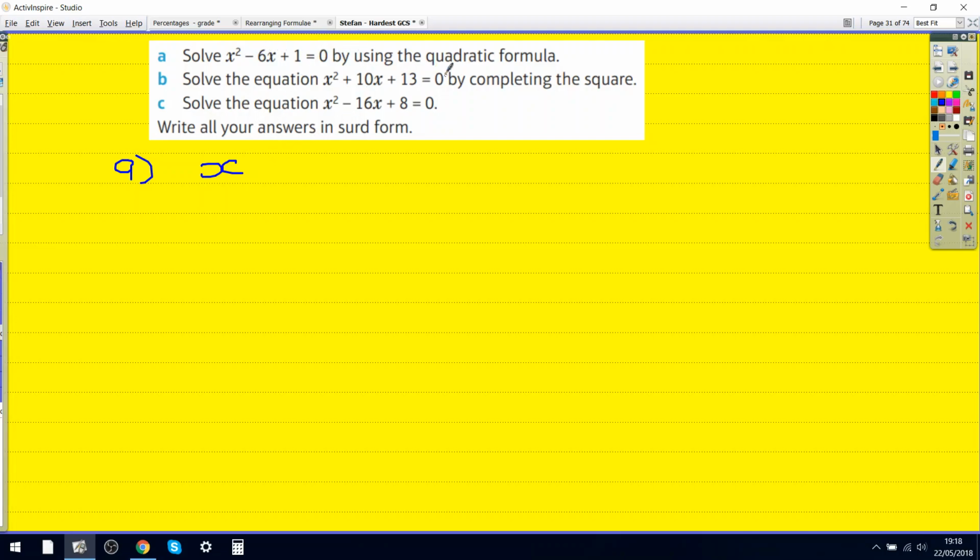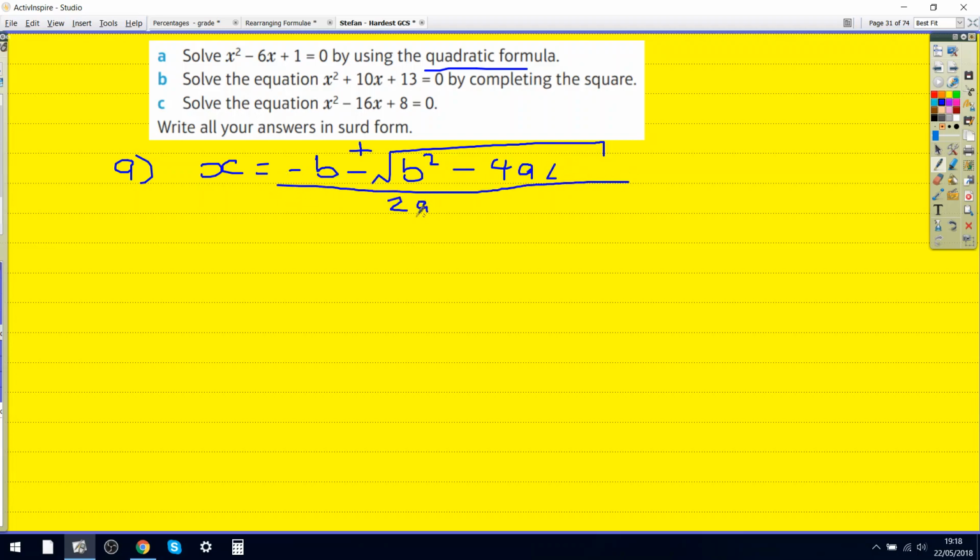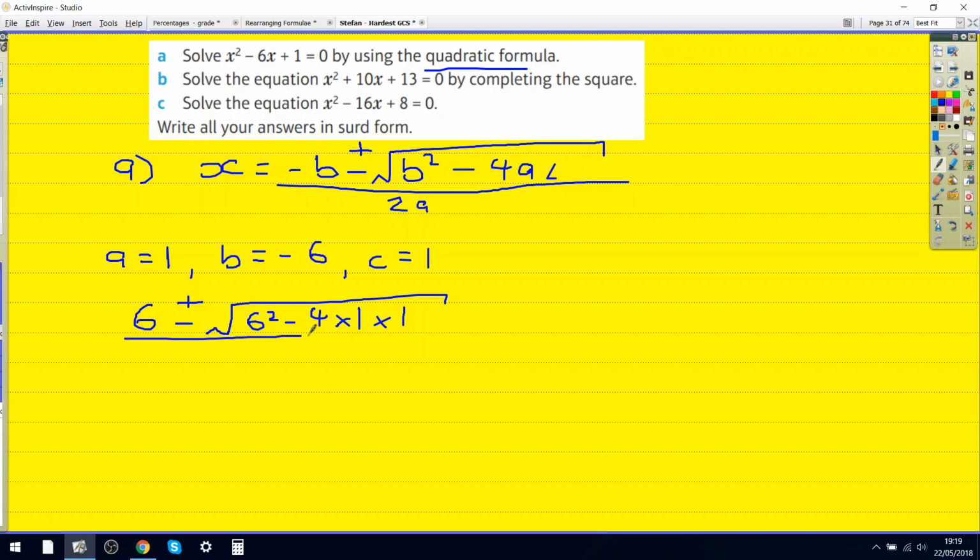So this one, you have to use the formula. Oh, okay, sure. So then that would be minus b plus or minus root of b squared minus 4ac over 2a. And we know our a value is 1, our b value is minus 6, and our c value is also 1. So that would just be 6 plus or minus root of 6 squared minus 4 times 1 times 1 over 2 times 1. So x is, I'll just type that in the calculator.